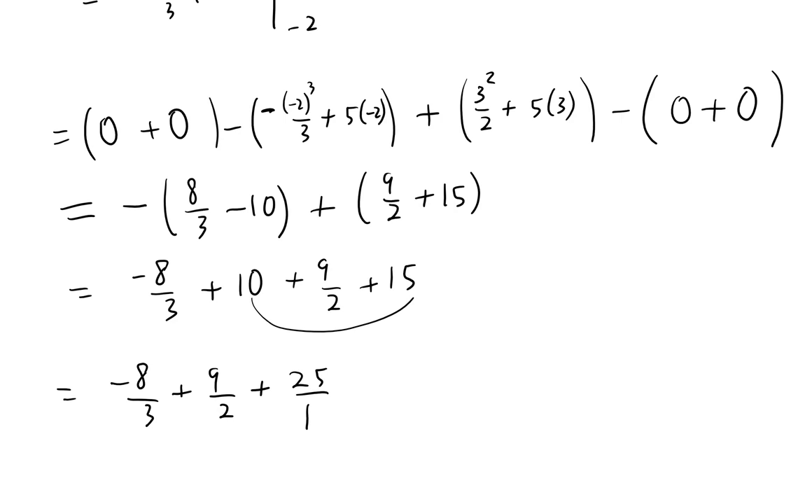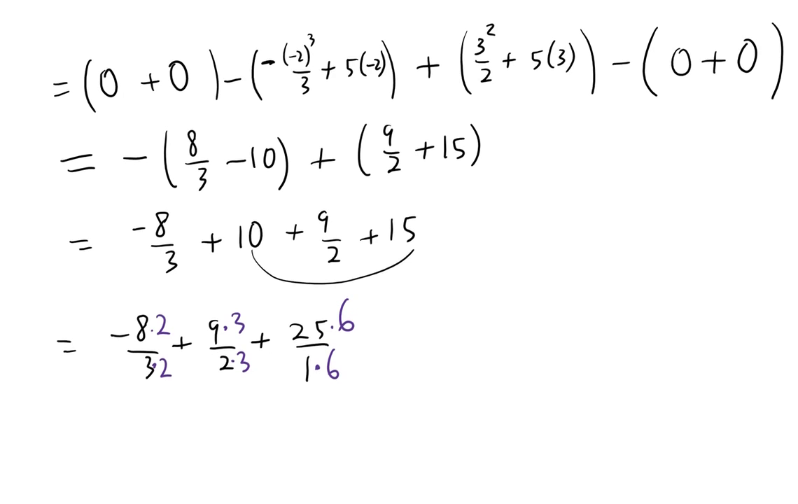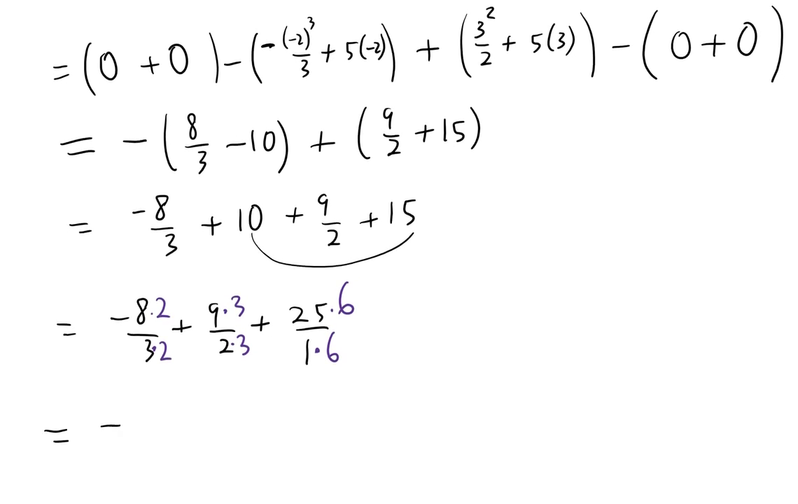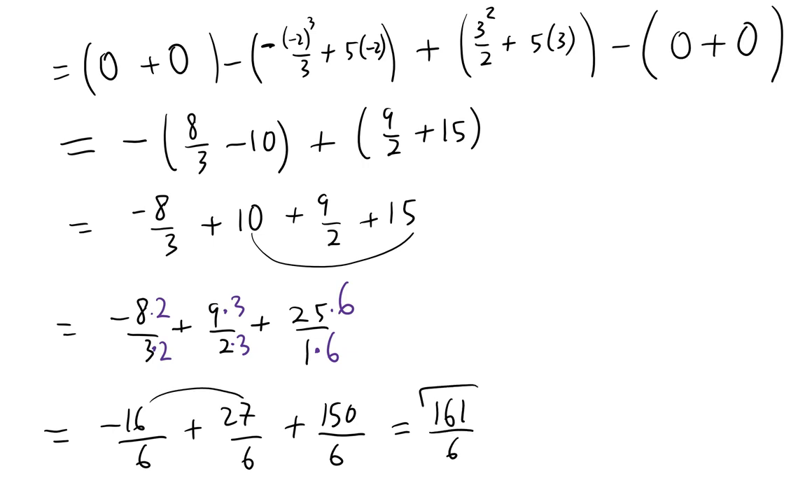So the LCD here is 6, so you multiply by 2, by 2, by 3, by 3, by 6, by 6. Negative 16 over 6, 27 over 6, 150 over 6. 150 plus 27, or these two together, is 11, so that gives 161 over 6.